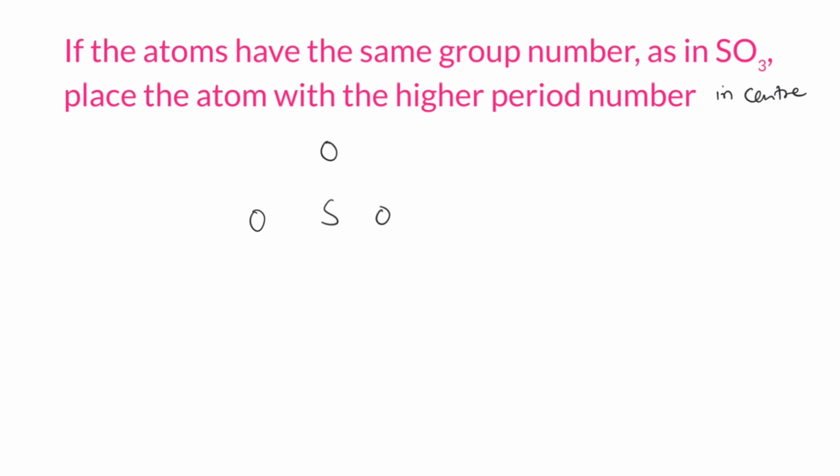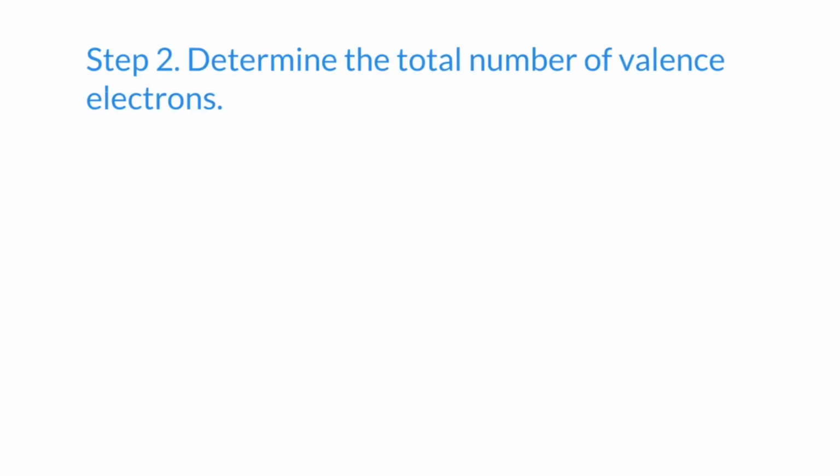In a period, we can easily understand the left side element is the lower electronegative, the right side element is the more electronegative element. In a group, the down element has a lower electronegativity, the top element has a higher electronegativity. Then step 2. In step 2, determine the total number of valence electrons.